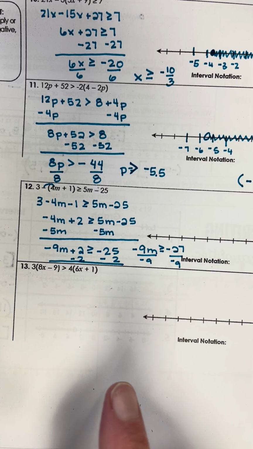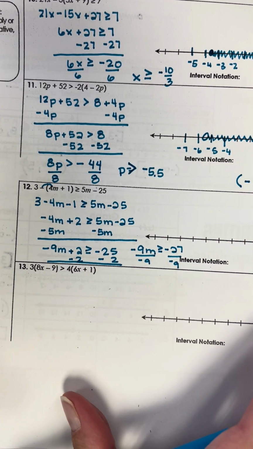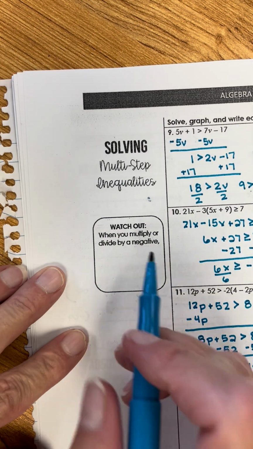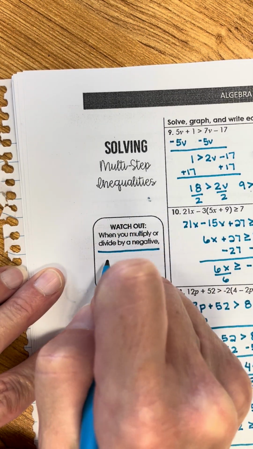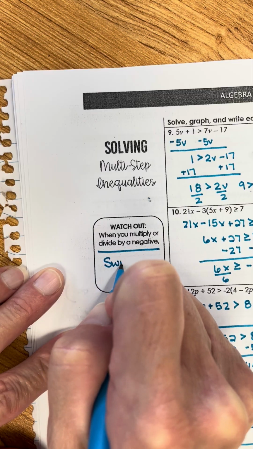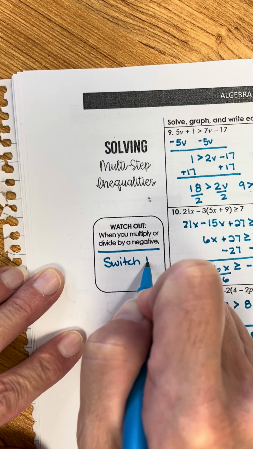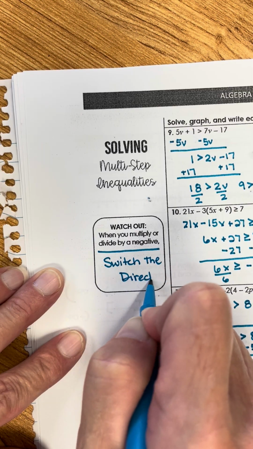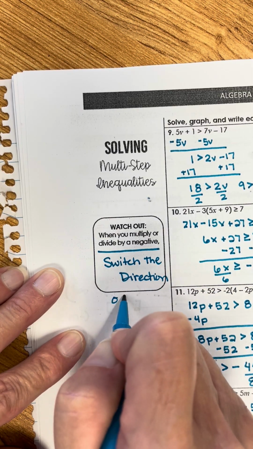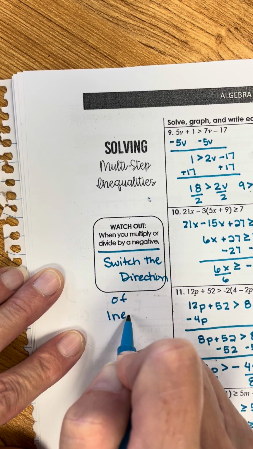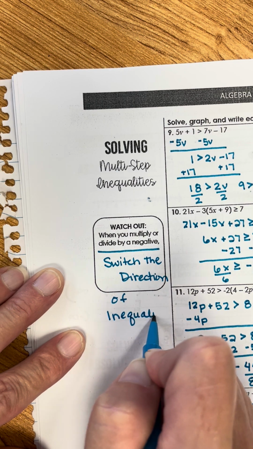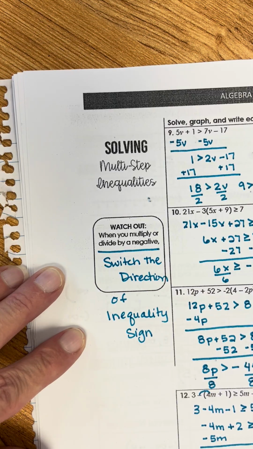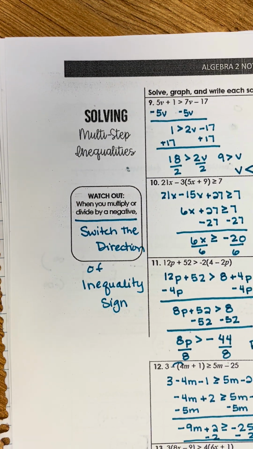This is a very, very important rule. Whenever you divide or multiply by a negative, you must switch the direction of the inequality sign. So switch the direction of the inequality sign anytime you multiply or divide by a negative.